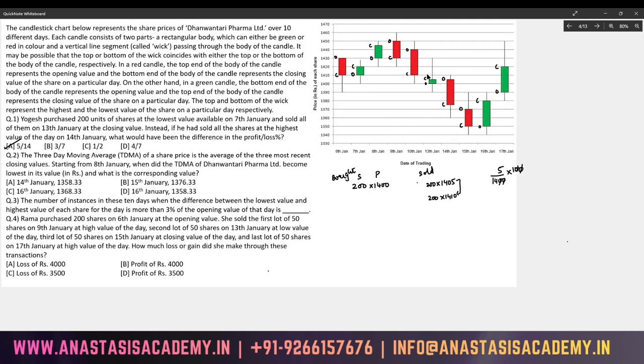So on 14th January, the last three closing values are going to be this, which is 1375, then 1405, and 1410. This is for 14. And clearly, I can see the average here has to be greater than 1375. And the average mentioned here is 1358.33. So this is not it.